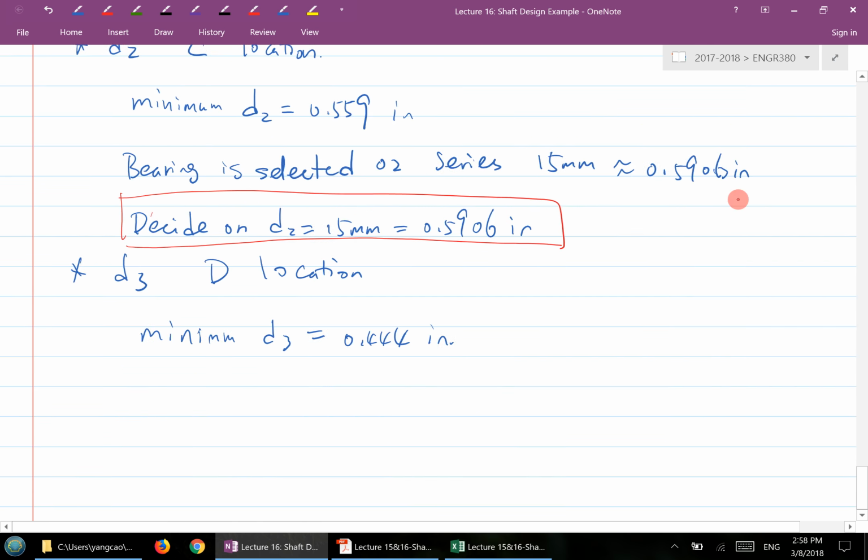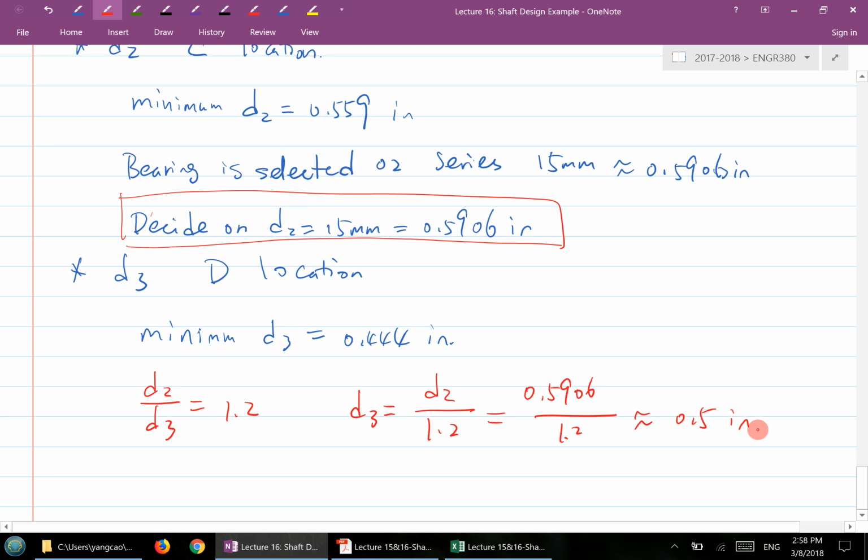Now let's look at D3. I can use a similar analogy here. The minimum calculated is this much, but I can use a similar ratio between D2 and D3 of 1.2. So D3 equals D2 divided by 1.2, which is 0.5906 divided by 1.2. That's approximately 0.5 inch.